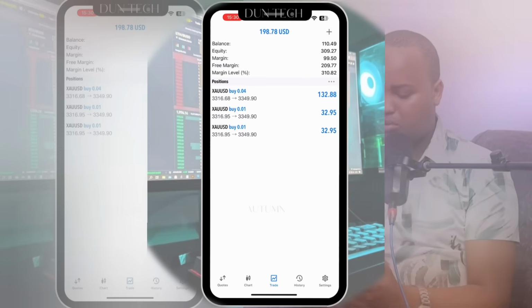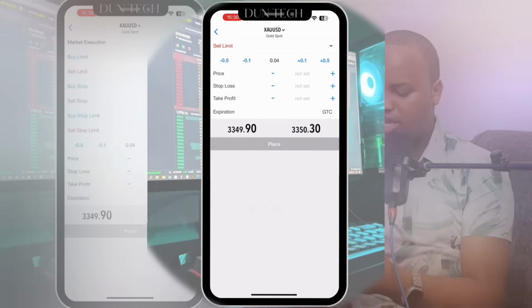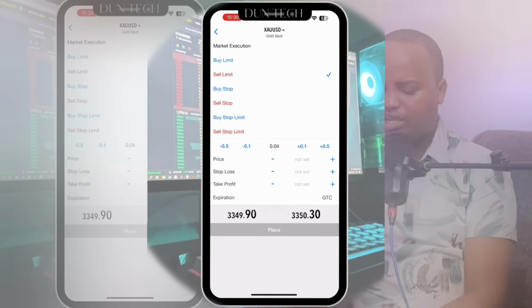Now the next thing, which is very important, is these orders that are known as sell stop and buy stop.